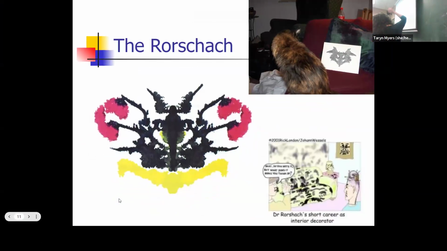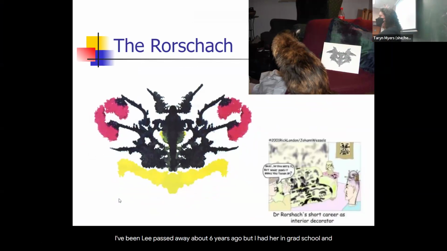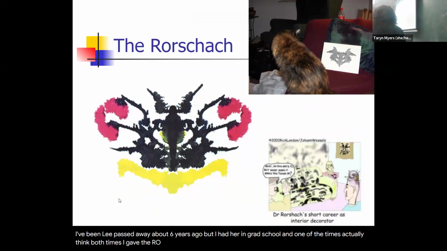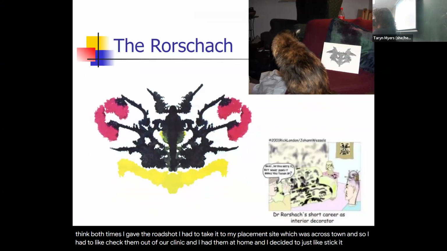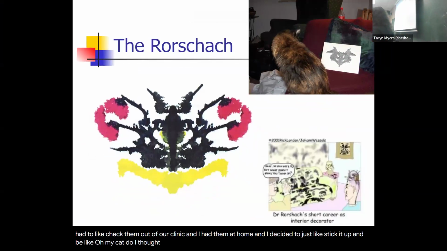my old cat Finley, who passed away about 6 years ago, but I had her in grad school, and one of the times, actually I think both times I gave the Rorschach, I had to take it to my placement site, which was across town. So I had to check them out of our clinic, and I had them at home, and I decided to just stick it up and see what my cat would do. I thought she'd ignore it. She stared at it for a while. It was interesting. But what you do is you show these, and then you say, what might this be? And then you roll from there.